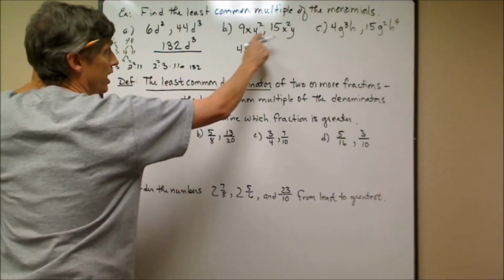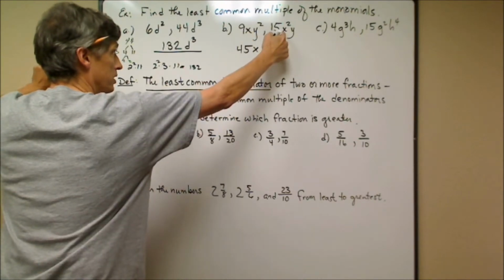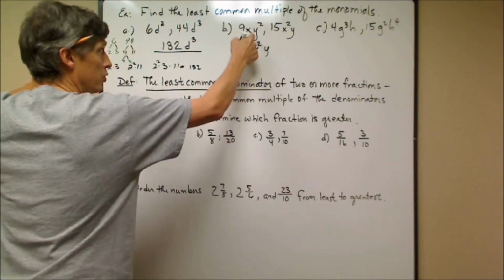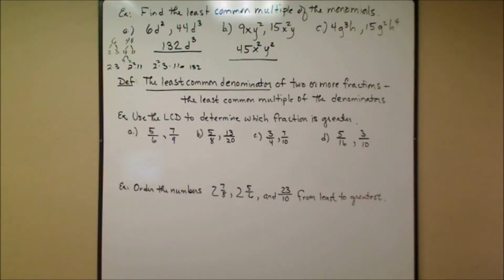I have x's, I have y's. I have x's, I have y's. I have 1x here, I have 2x's here. So 2 is the most. I have 2 y's here, I have 1 y here, so 2 is the most. That's all my variables. I have it. That would be my least common multiple.